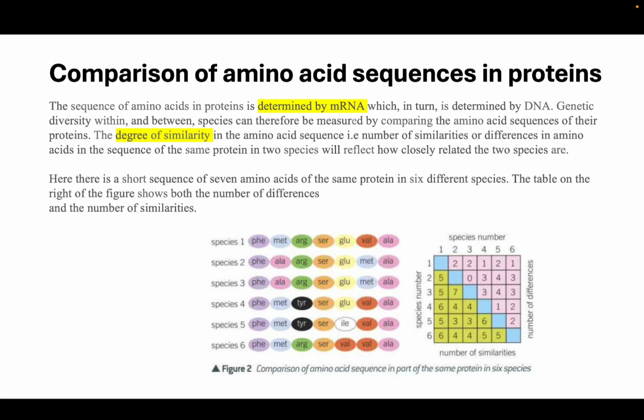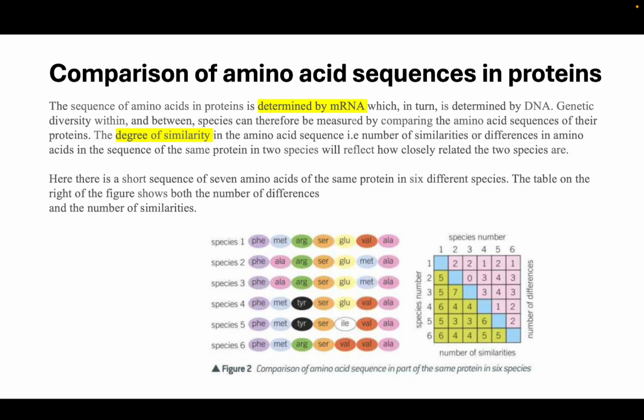So the next thing is comparison of amino acid sequences. And like before, the sequence of amino acids is determined by mRNA, which is determined by DNA. And genetic diversity can be measured by comparing the amino acid sequences of their proteins. The degree of similarity in the amino acid sequence, i.e. number of similarities or differences in the amino acids, will reflect how closely related the 2 species are.